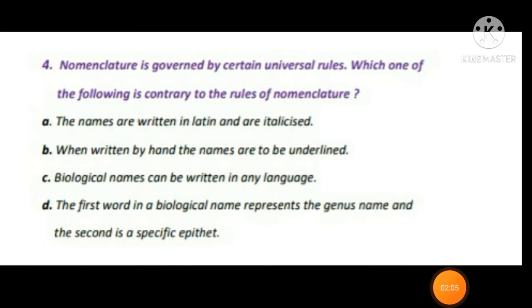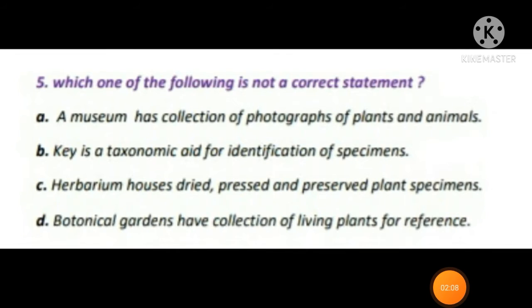So the next question. Fifth: which one of the following is not a correct statement? A, museum has a collection of photographs of plants and animals. B, key is a taxonomic aid for identification of specimens. C, herbarium houses dried, pressed and preserved plant specimens. D, botanical gardens have a collection of living plants for reference.